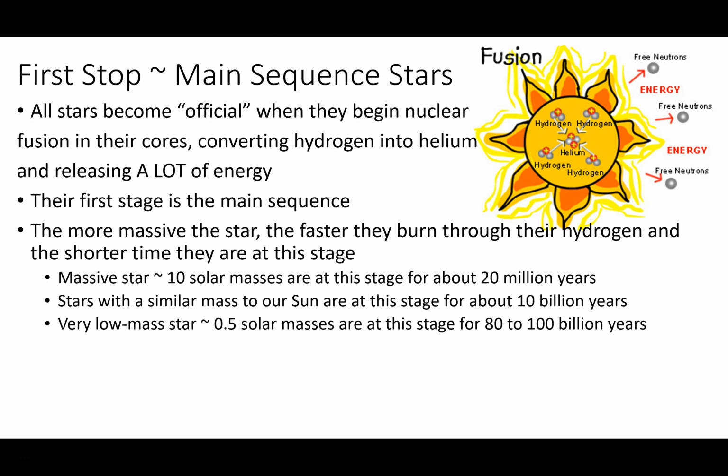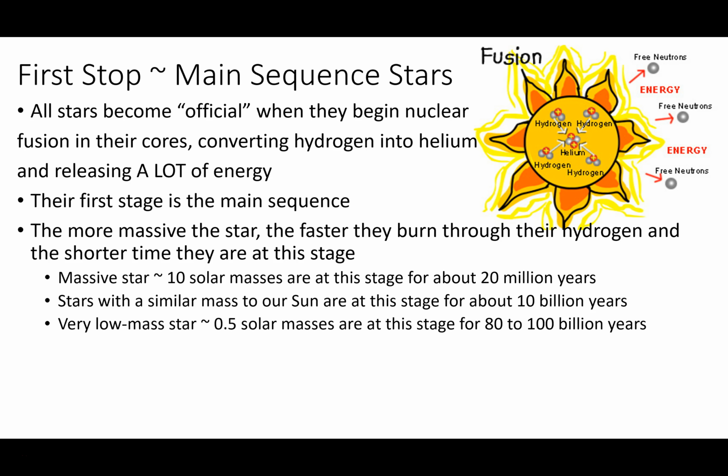So what do I mean by massive? It could look something like this, relative to the mass of our sun. For instance, I have a star with 10 solar masses, 10 times the mass of our sun. I have another star here that is the same mass as our sun. And then I have a star here that's half the mass of our sun.